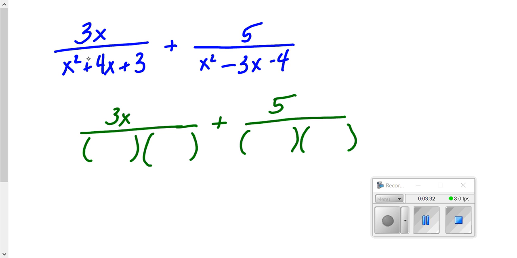So you can see here I have x squared plus 4x plus 3. I need an x and an x to get the x squared. I need a 3 and a 1 to get the 3, and both would be plus to make the 4x in the middle. Okay, I'm going fast through that because the point of the lesson is not factoring. We already covered that in this class.